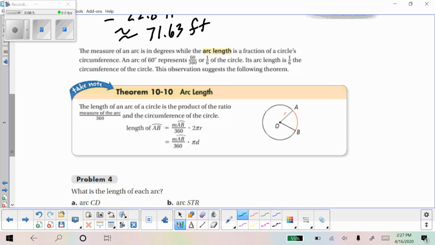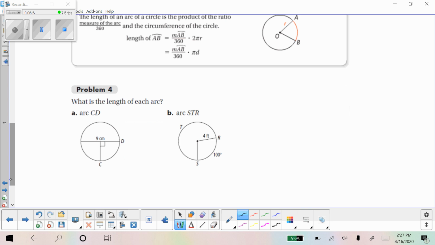So like in problem 4 here, if we want to know the length of arc CD, this length of that line I'm drawing right there, we know that that takes up 1/4 of the circle, 90 degrees out of 360 equals 1/4. So that's going to be 1/4 of the circumference of the whole circle, which is 9 times pi. And if I wanted to leave that in terms of pi, I would just do 9 times 1/4, which is 9/4 times pi.